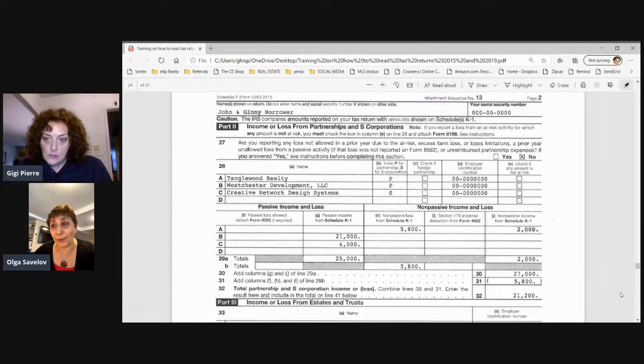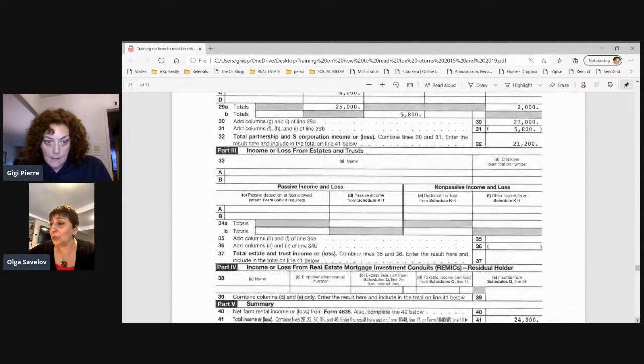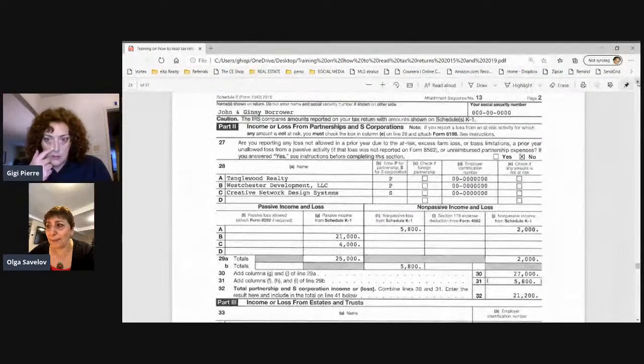As we go down further, I want to show you how a K1 looks. But in here, you have lines A, B, C, and D that recap the businesses' names. Then you know which business made money or lost money. So let's take a look. On line A, the business lost $5,800. That's the non-passive income and loss. Correct. And then they made $2,000.